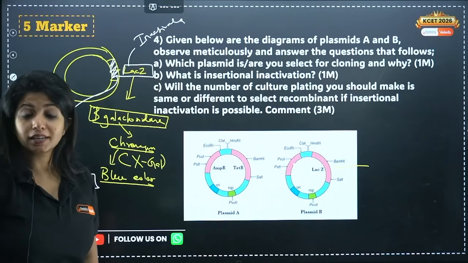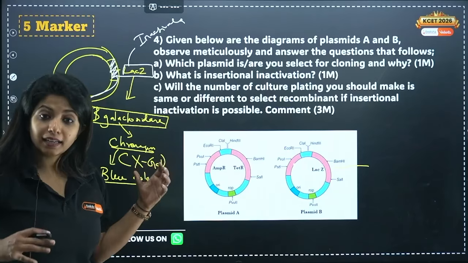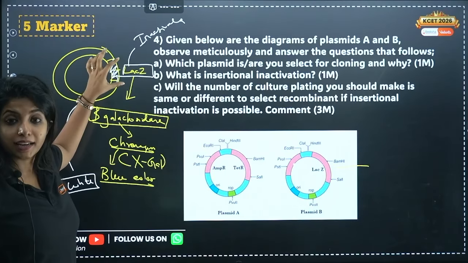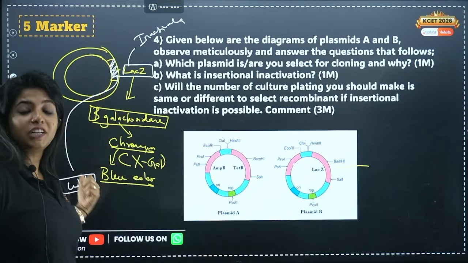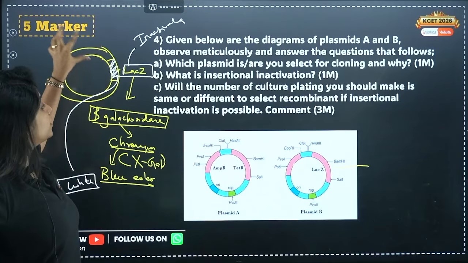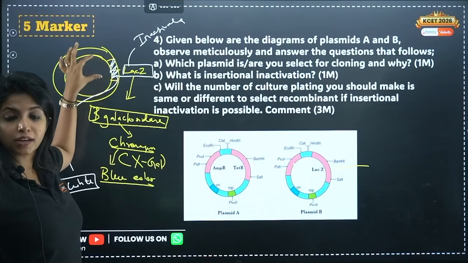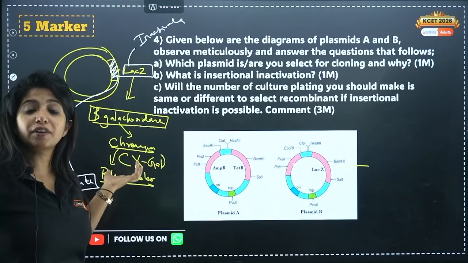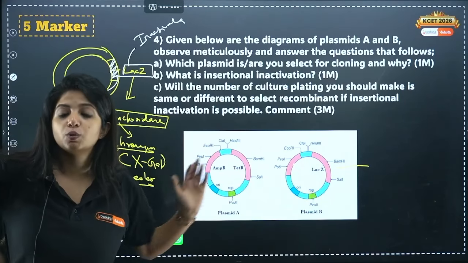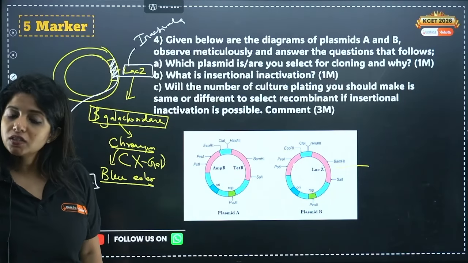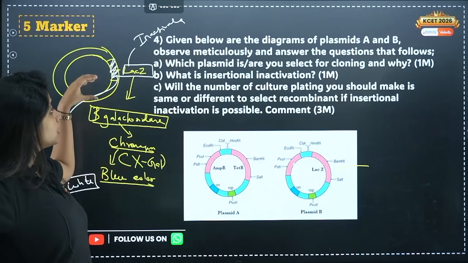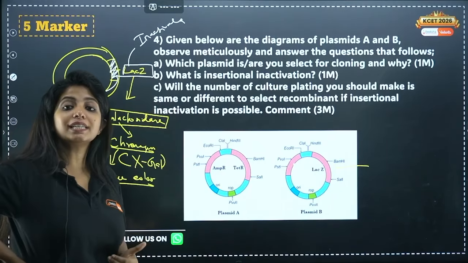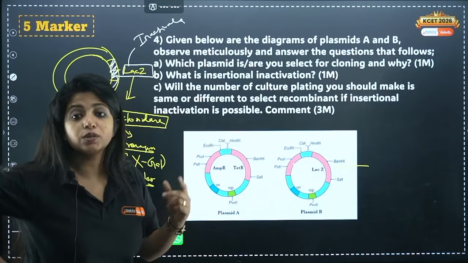White color colonies. So the bacteria that has this particular plasmid with my recombinant DNA will be giving white colonies. The bacteria that does not have my recombinant DNA will be giving blue color colonies. So it is very easy for me to find it out with the help of this particular plasmid. And what is insertional inactivation? When I am inserting something and because of that, the property of that particular gene is being lost, this is known as insertional inactivation.